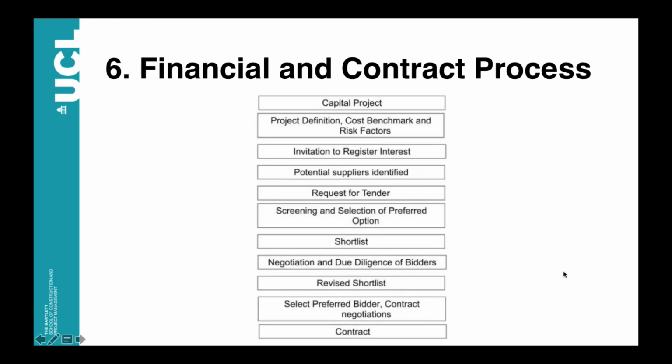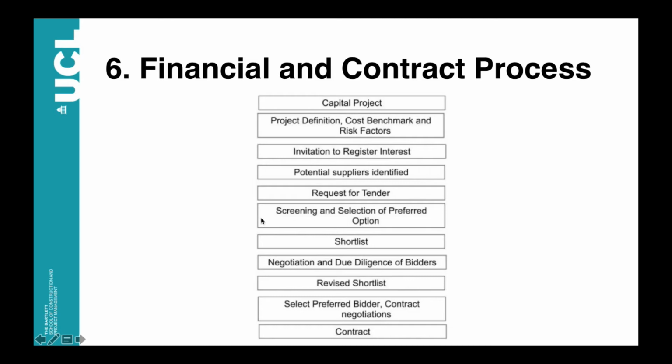The sixth stage that we can consider is the financial and contract process. This figure helps to understand that process. Obviously, the starting point is the capital project, and when we are defining the project and analyzing the risk, we are defining the factors that allow us to issue the invitation to register interest. This will allow us to identify potential suppliers, and we will be in the position to request for tender.